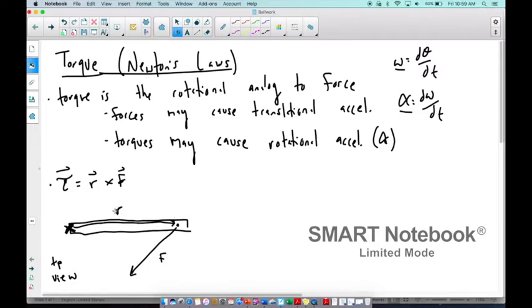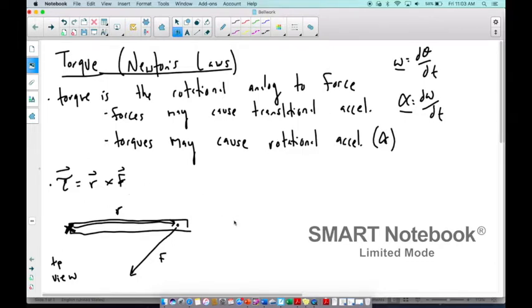It is a vector. Really, we're only worried about the length of the thing. But it is indeed a vector because you're about to see that the direction matters. So it's drawn from the axis of rotation toward the point of contact, just like that. So now that we've identified our vectors, we can talk about how to do the cross product.